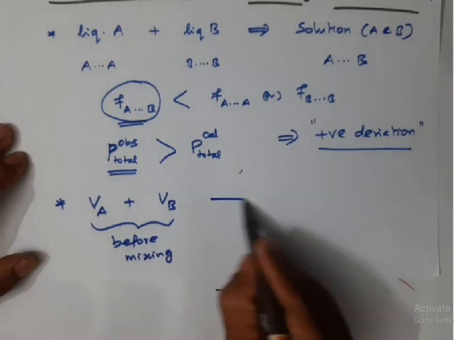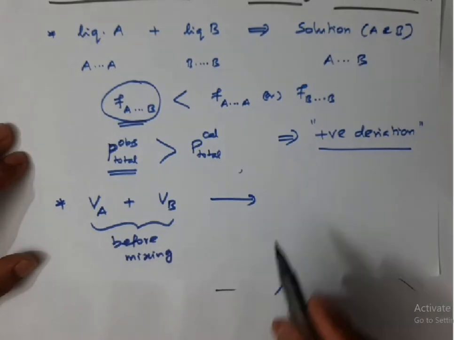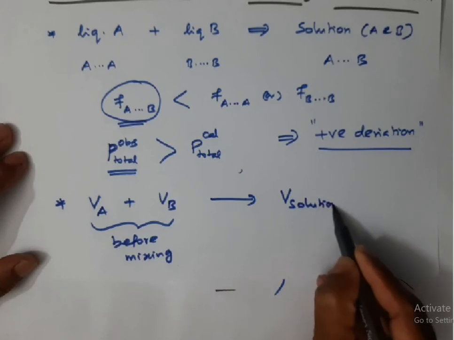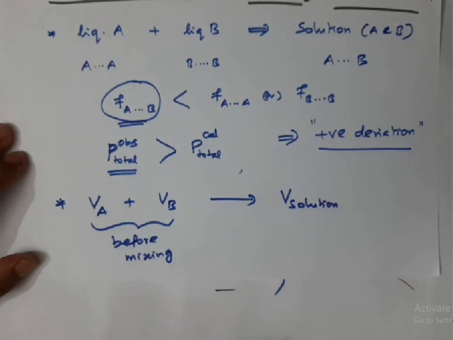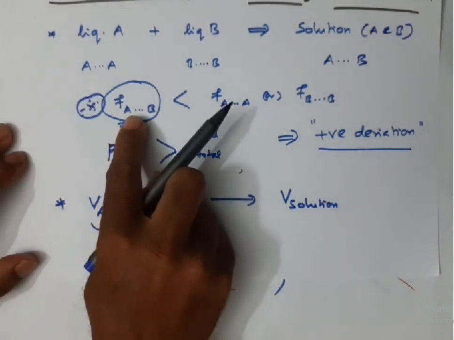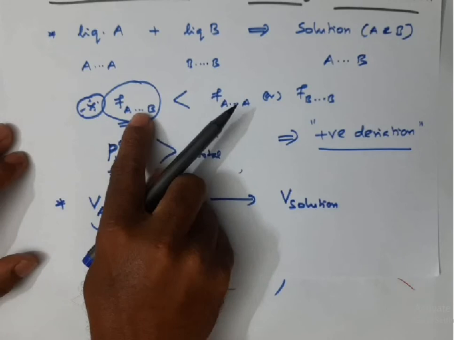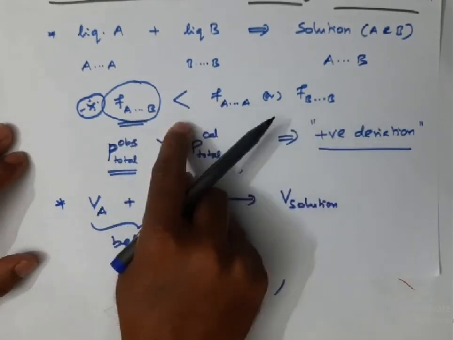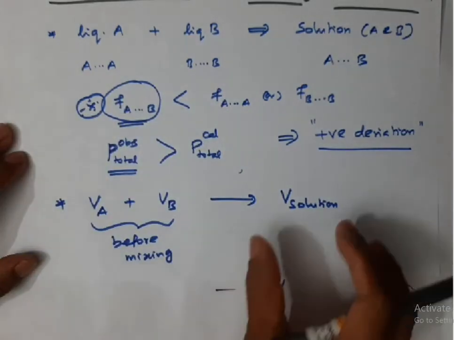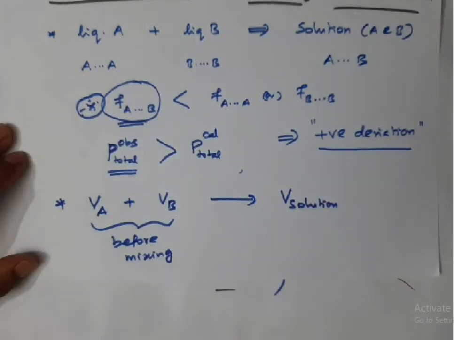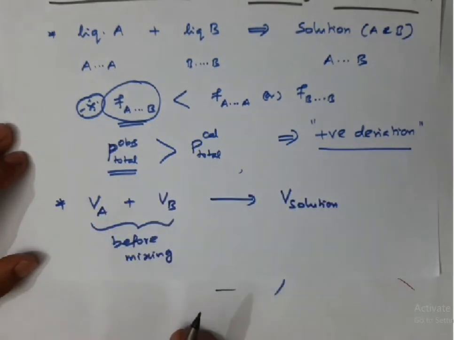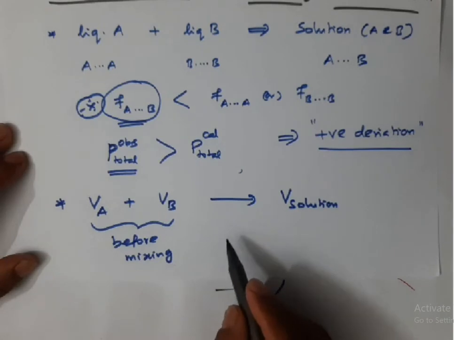Now, if I mix the two, I will get the volume of the solution. If the force of attraction is weak, less than AA or less than BB, that means it is weak. If the force of attraction is weak, then the solution volume becomes larger compared to the sum of these. So what is meant by that?